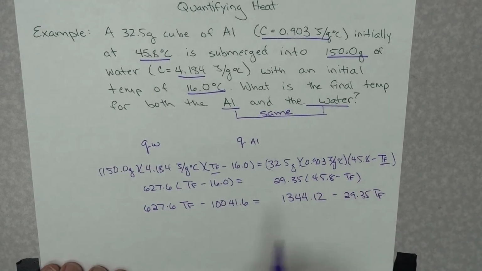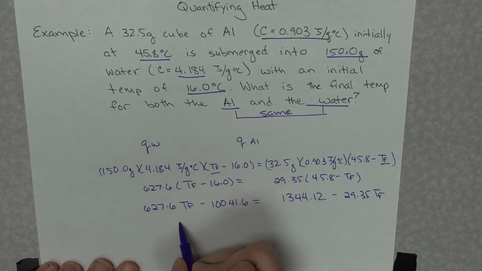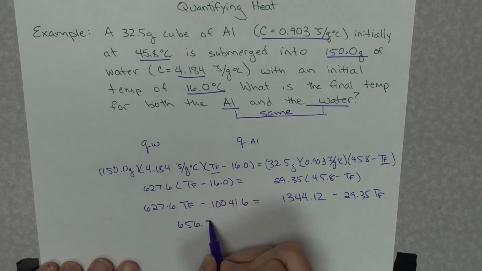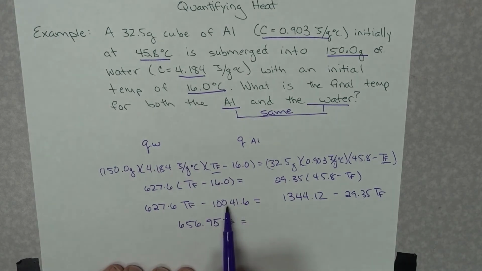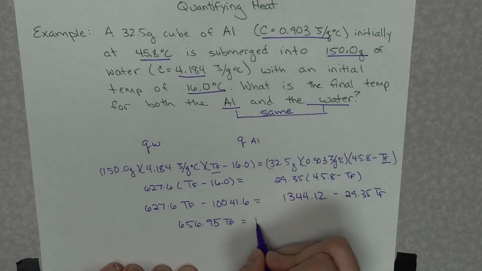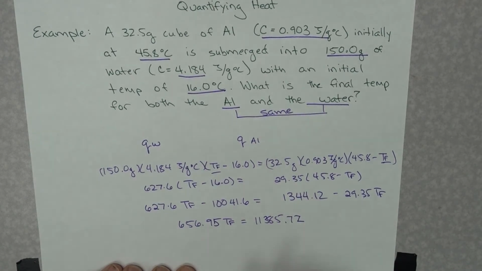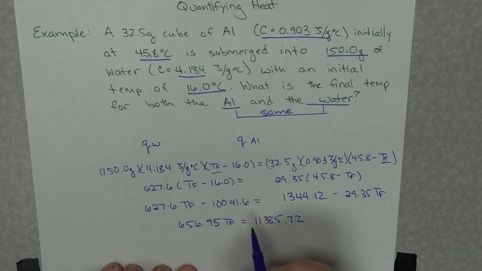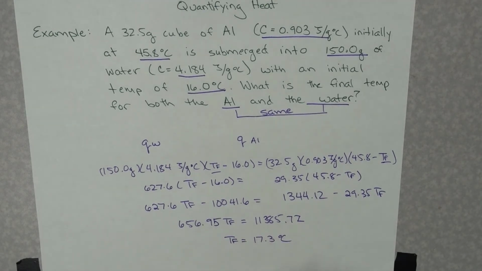Okay, my goal is to get TFs on the same side of the equation. So to do that, I'm going to end up adding this to both sides. So when I add this number to this number, I get 656.95 TF. And when I add this number to this number, I get 11385.72. And all I have to do is divide both sides by 656.95 to get TF by itself. And when I do, I get 17.3 degrees Celsius. So that is my result.